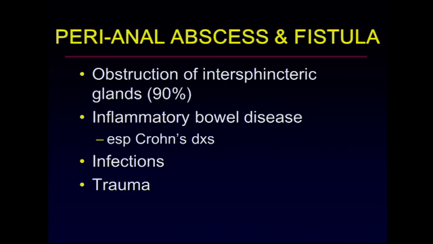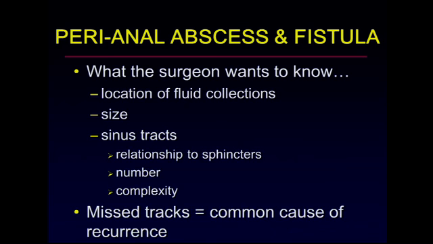But you can also develop peri-anal abscess and fistula in the setting of inflammatory bowel disease, particularly patients with Crohn's disease, or patients who have other types of infection, and sometimes following trauma, again, including rectal or anal surgery. And basically, what the surgeon wants to know here is the location of the fluid collections, their size, and whether or not there are sinus tracts.